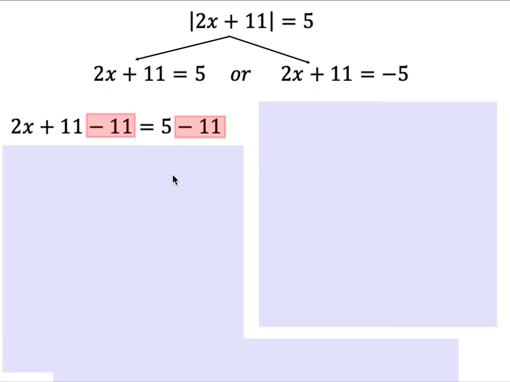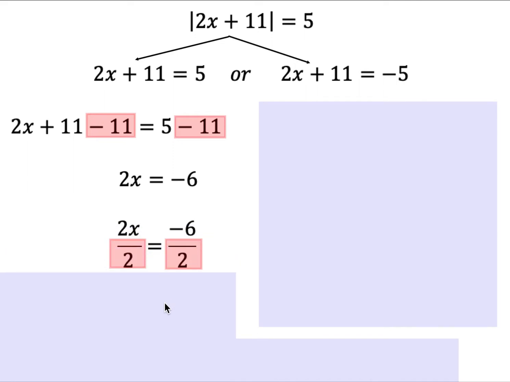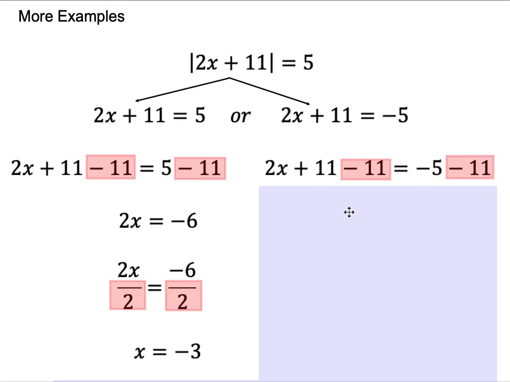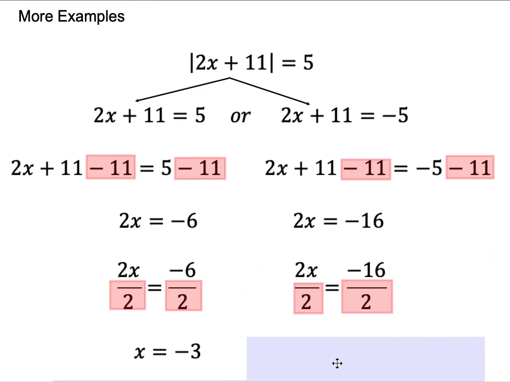If we subtract 11 from both sides, we get 2x equals negative 6. And then we're going to divide both sides by 2, and that gives us x equals negative 3, which should be a solution, but we're going to check it in a moment anyway. On the other one, we would subtract the 11 from both sides. Negative 5 minus 11 is negative 16, so 2x is negative 16. We'll go ahead and divide by 2, and we get x equals negative 8.